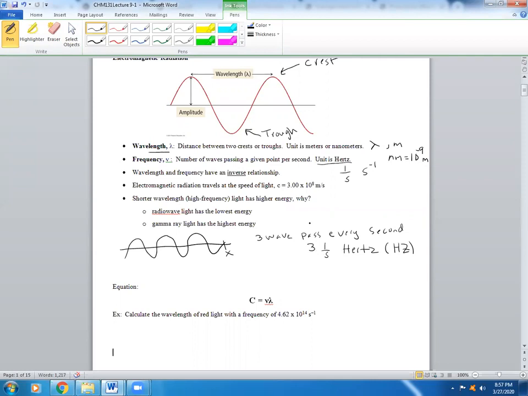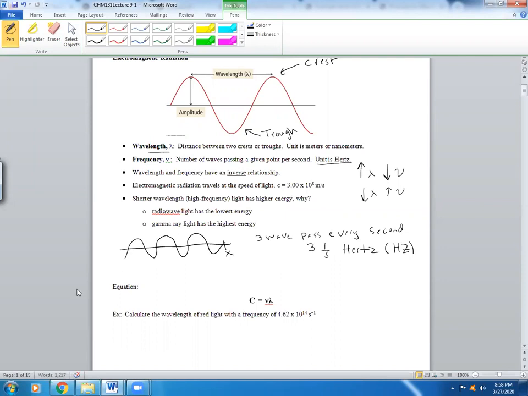Very well. So then the question is, what is the relationship between wavelength and frequency? Well, they have an inverse relationship. What that means is that when one increases, so if the wavelength increases, the frequency decreases, it goes down, and vice versa. If the frequency goes up, the wavelength goes down.